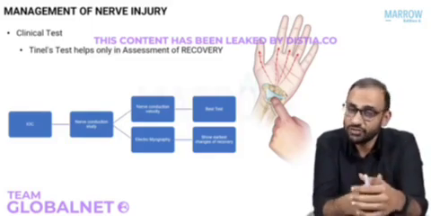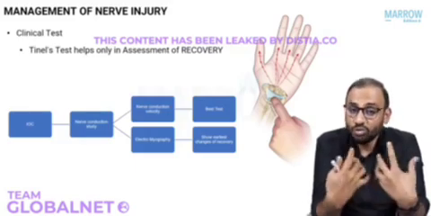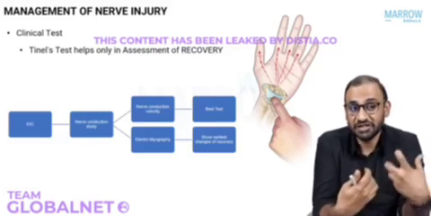So what is the investigation of choice for nerve injuries? The investigation of choice for nerve injuries, which will give us more information in terms of where the nerve is injured, what type of nerve injury it is, and whether the nerve is recovering or not.